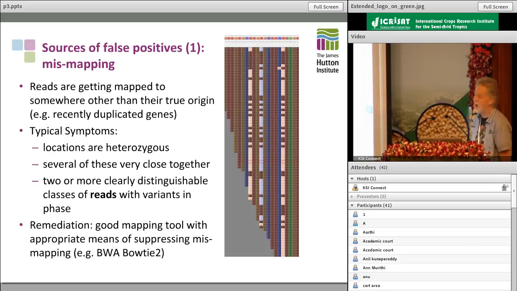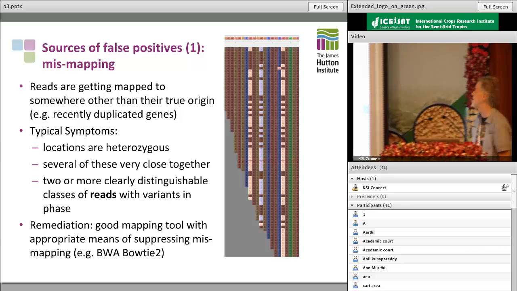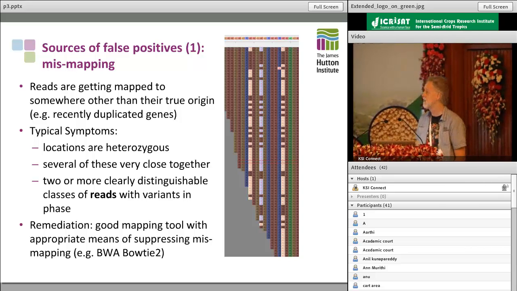One of the causes of false positive SNPs is mismapping of reads. A lot of the discovery or genotyping is done by mapping reads onto some form of sequence, and one of the questions it comes down to is whether your read is mapping in the place it really should map in the genome. There are a number of reasons why that might not be the case. For example, if there are recently duplicated genes, and there are certainly many cases, in plants in particular, where you can get recent tandem duplications of genes, that can cause a problem in terms of where a read maps.